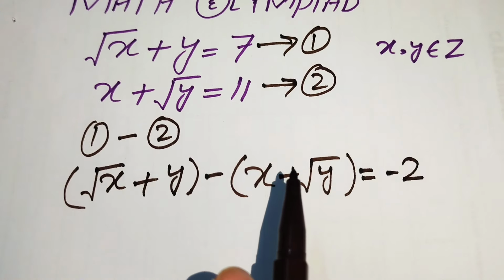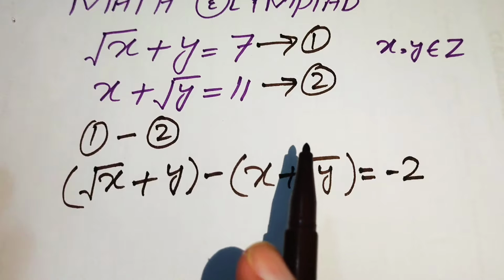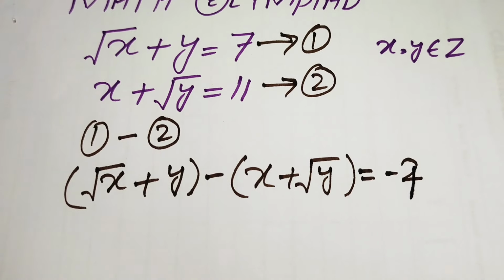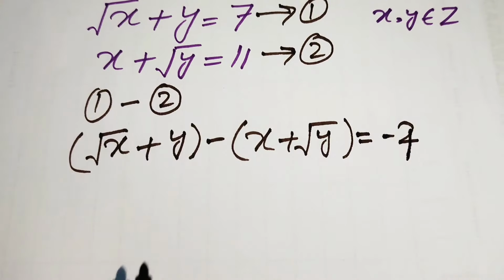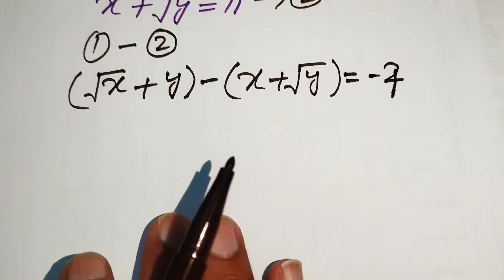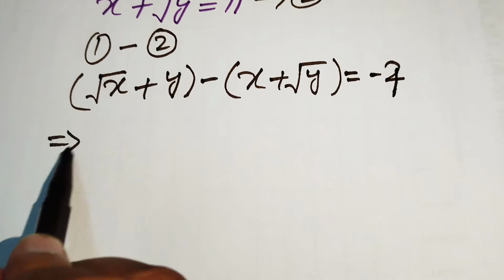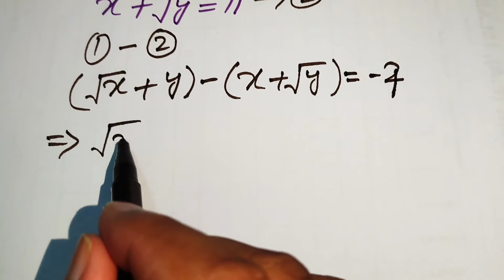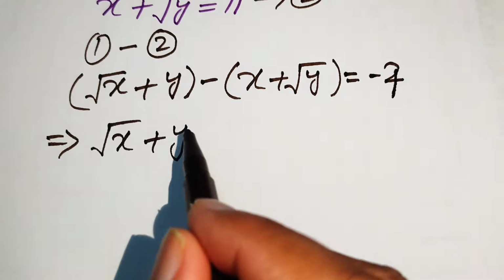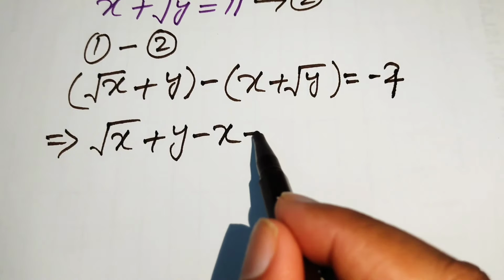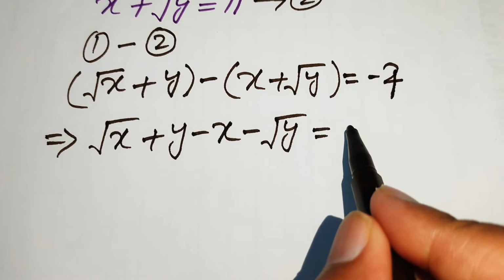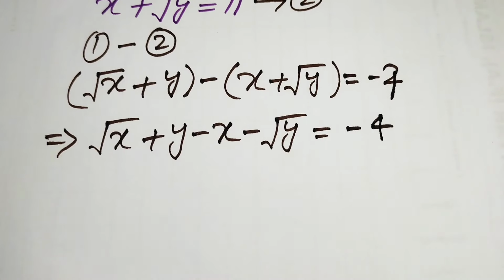Sorry, this equals minus 4. Okay, so this is minus 4. Now in the next step, we rearrange the left hand side of this equation, and it will be written as square root of x plus y minus x minus square root of y equals minus 4.